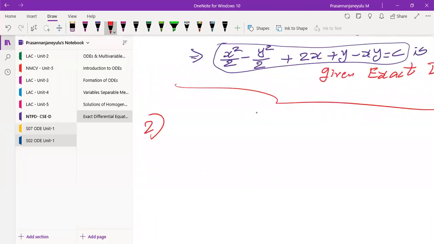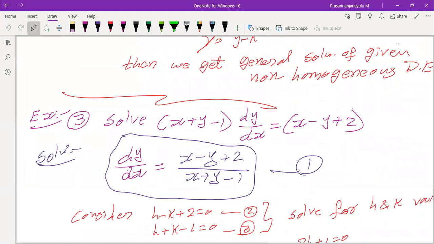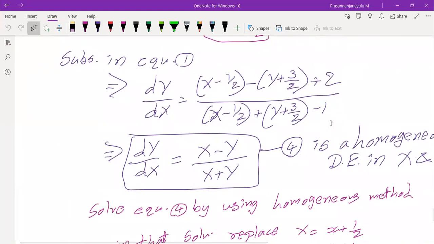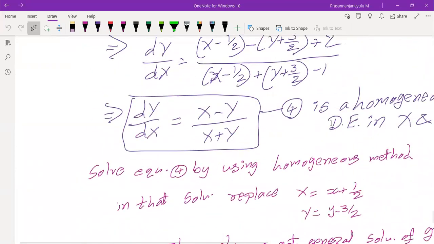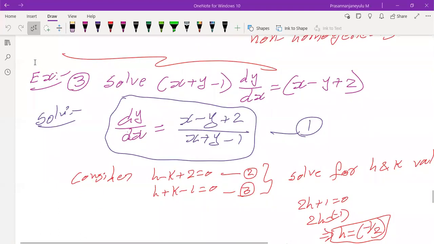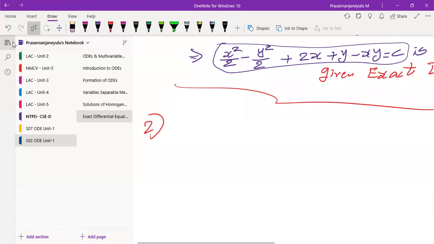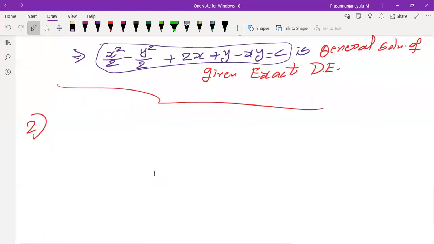This problem we solved using the non-homogeneous method type 3. The type 3 procedure is a lengthy process for a non-homogeneous differential equation. But that lengthy problem, you can finish it in 2 or 3 minutes only if you know the procedure of exact differential equation. Yes or no? That is a procedure. Okay.